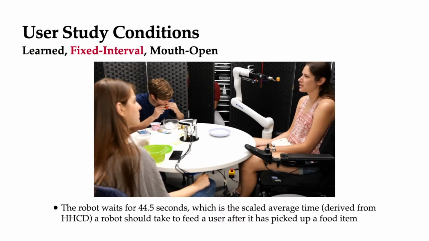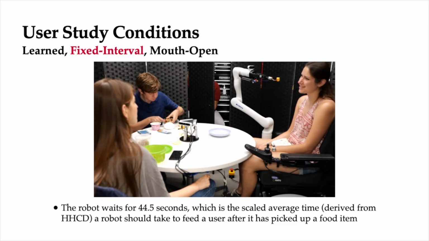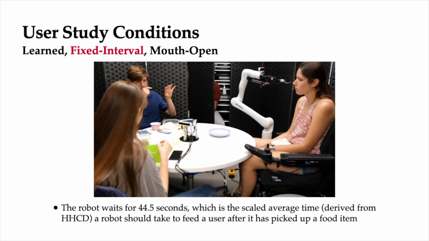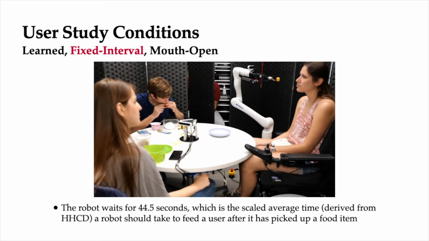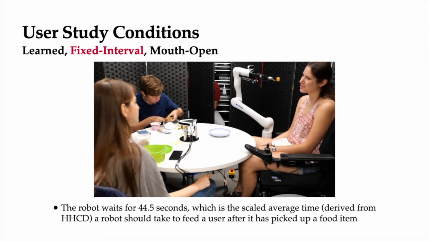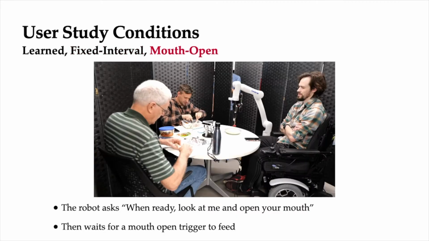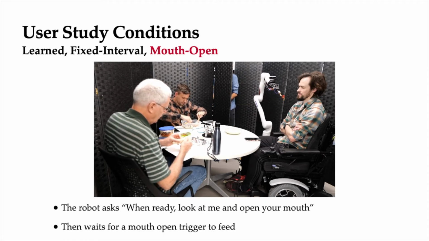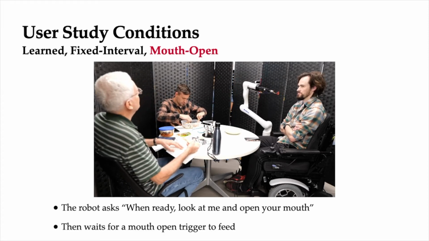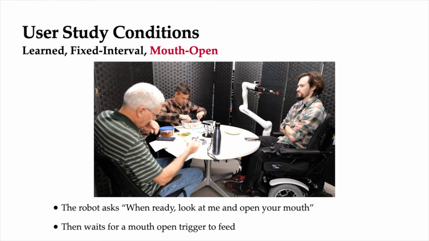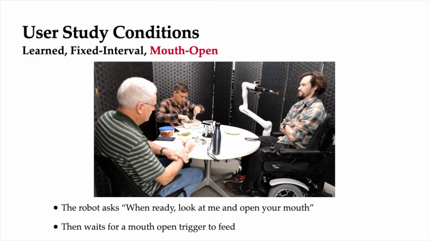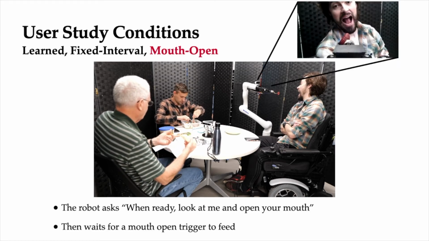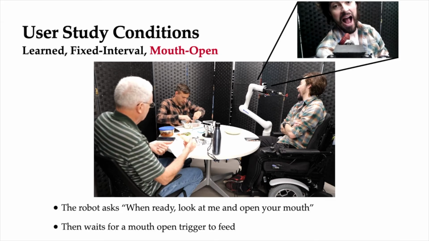We also add a fixed interval condition, where the robot waits 44.5 seconds. This number is a scaled average time from the human-human commensality data for how long the robot should take to feed a user after it has picked up a food item. The standard method to initiate feeding is a manual trigger, such as a user opening their mouth. In this condition, the robot asks, "When ready, look at me and open your mouth." And then once a user opens their mouth, as we see here, then the robot begins to feed the user.